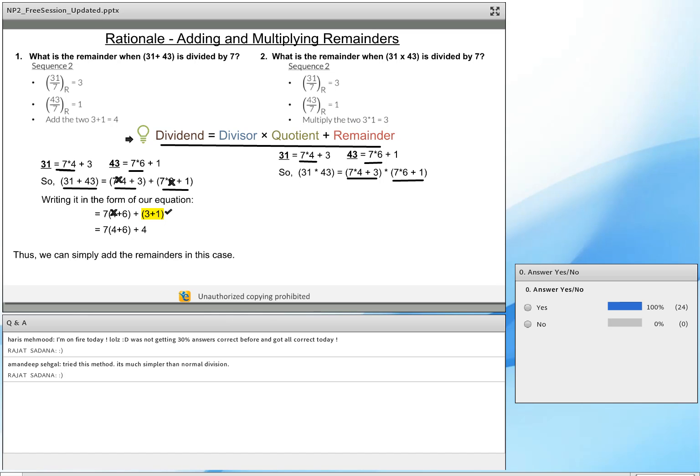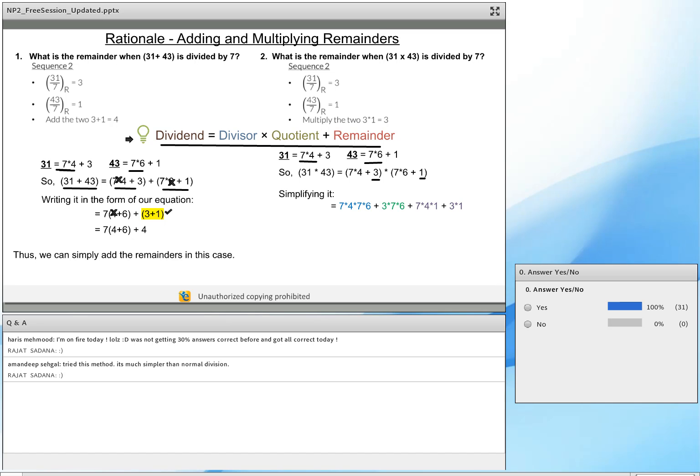This is the key thing. If you understand this representation, then what you know is that the only term that won't be divisible by 7 would be when you multiply 3 times 1, because every other term will have a 7 in it. So the only term that won't be divisible by 7 is when you multiply this and this.